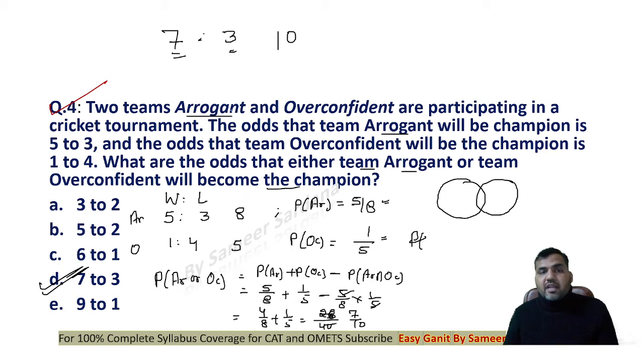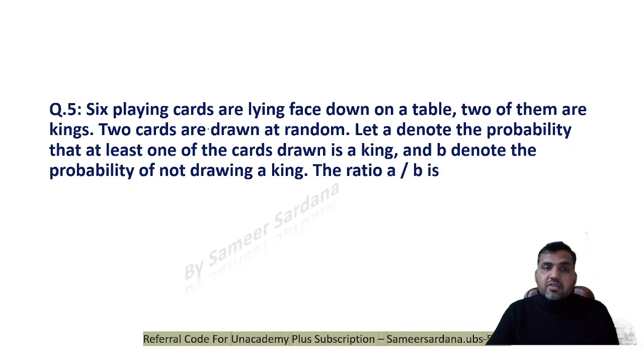You could have subtracted the probability of losing both the teams from 1 also. You could have used the concept of complementary case to answer the question quickly.